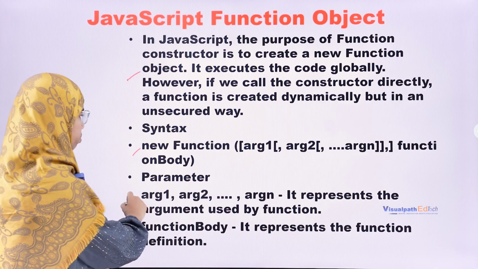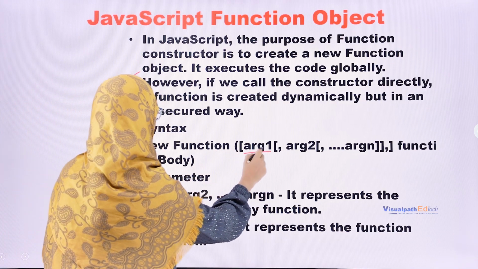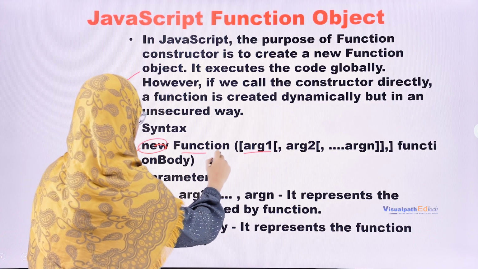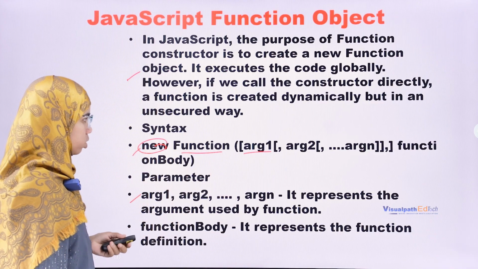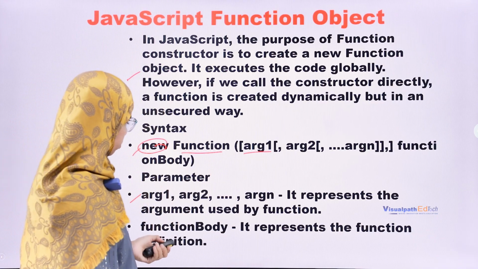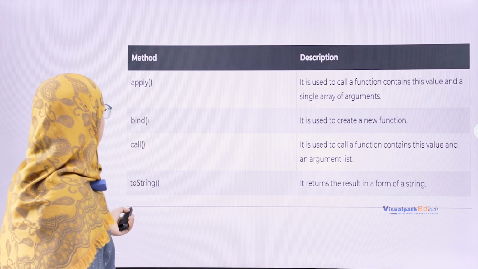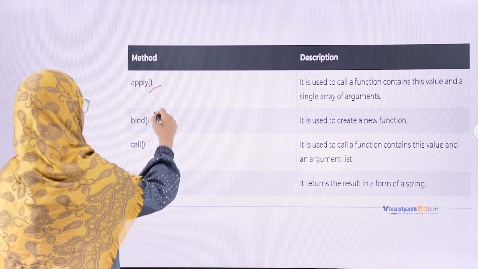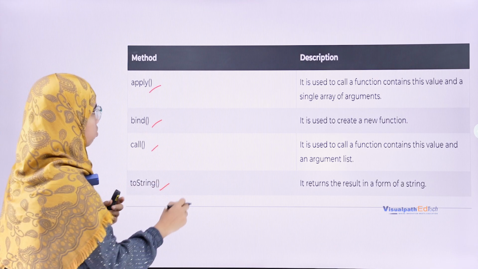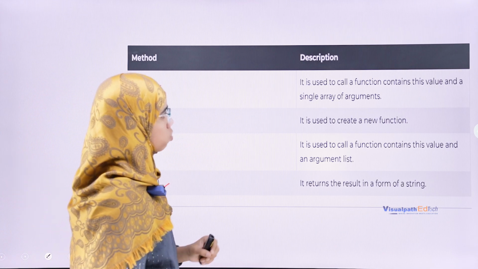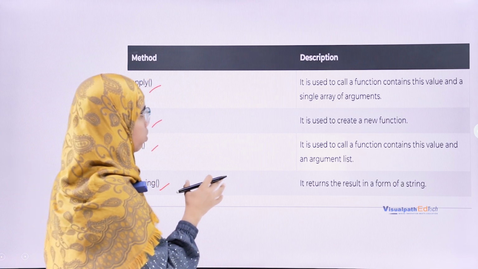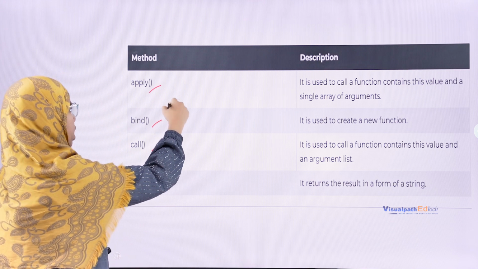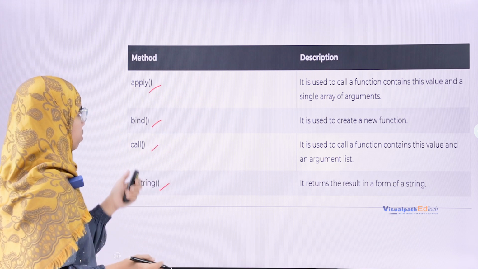So these are the parameters or arguments we can say. New is the keyword again, and whatever function name you want to use, you will be using there. And these are a few of the methods that we use in functions: apply, bind, call, and toString. What does apply do? It is used to call a function with a given this value and a single array of arguments. So it will be applying the array of arguments onto it.